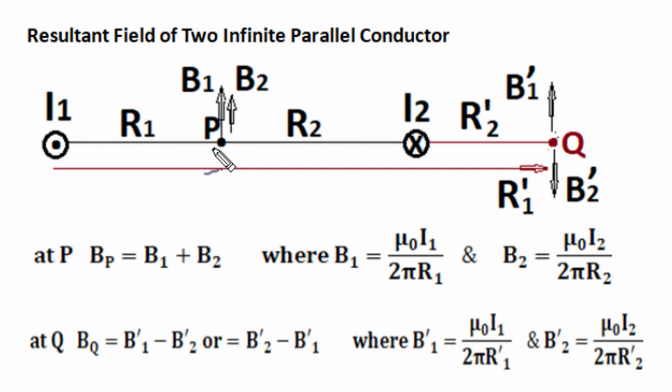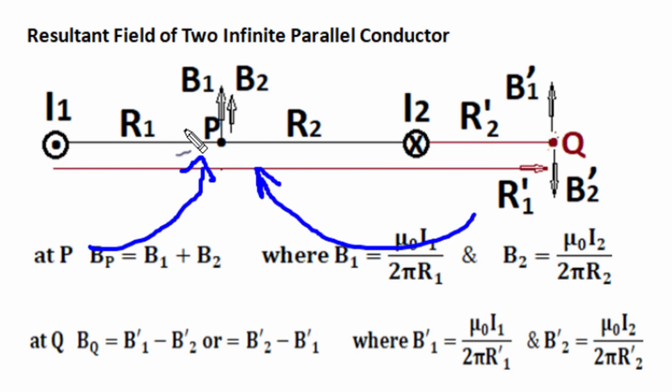So at observation position P, the magnetic field of I1 and the magnetic field of I2 are both in the same direction, and the resultant magnetic field will be the sum of the two. For an infinite length conductor, at the mid position, for current I1 at distance R1, the magnetic field is mu 0 I1 upon 2 pi R1, and similarly for I2 current at R2 distance, the magnetic field is mu 0 I2 upon 2 pi R2. At P, the resultant magnetic field is the simple summation of B1 and B2 in the upward direction.